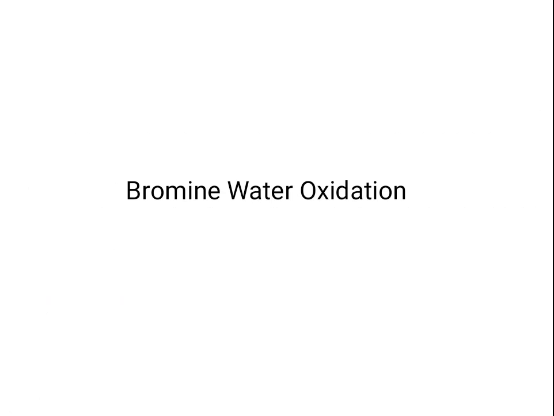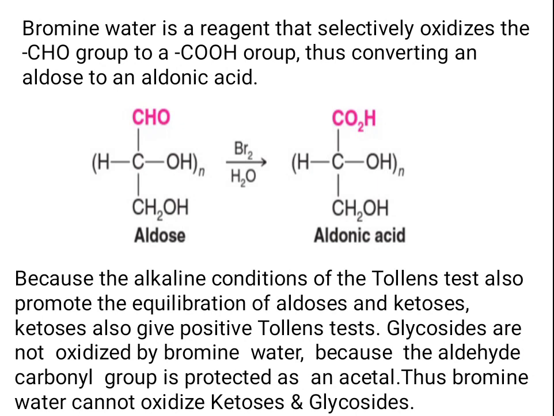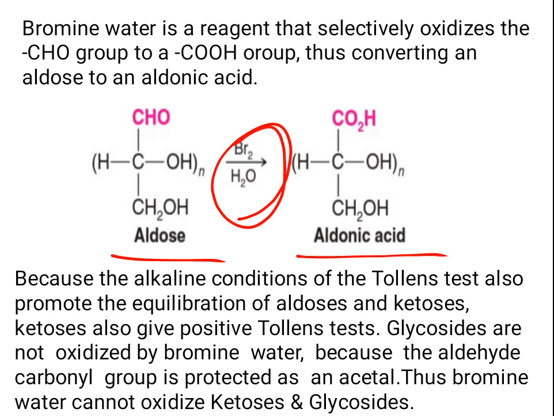Bromine water oxidation. Bromine water is a reagent that selectively oxidizes the CHO group, that means the aldehyde group, to a carboxylic acid group, thus converting an aldose to an aldonic acid. So if you take an aldose and add bromine water, then you will get aldonic acid.